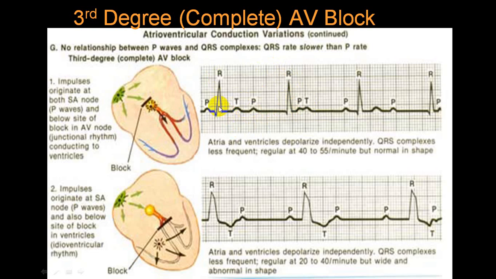Here, you can see the QRS complex is narrow. So the focus for the QRS complex is higher up, somewhere in the bundle of His. While here, the focus is somewhere in the ventricle. So that produces a broad QRS complex with the T wave in the opposite direction. So this is idioventricular rhythm with a broad QRS, and this is with a narrow QRS complex. The rate of the ventricular complex will be between 20 to 40 per minute, while the atrial rate will be between 60 to 100 per minute. So that is usually a classical example of what we call a complete heart block.